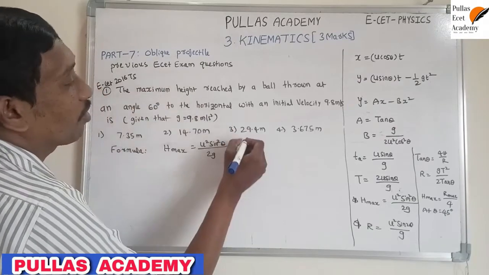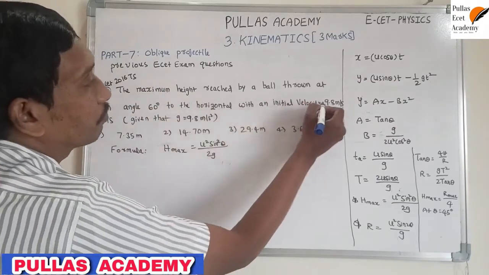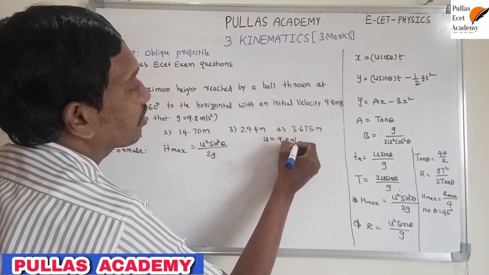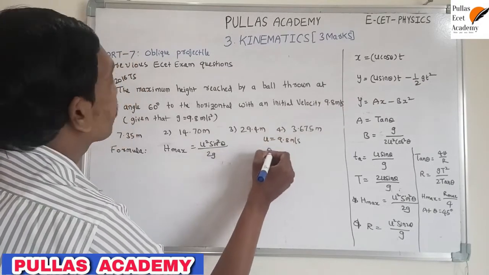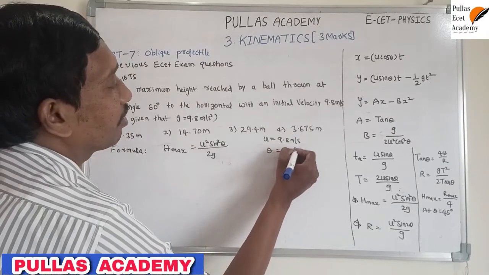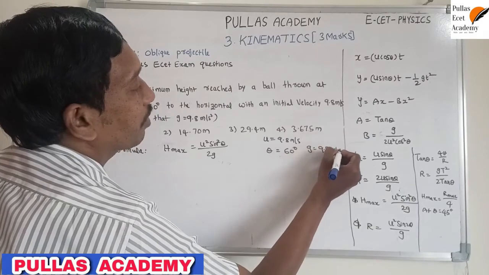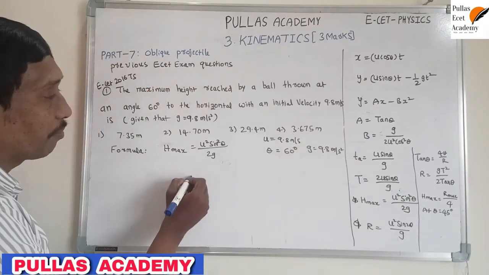Here u is given. What is the given value? u is equal to 9.8 meter per second. And what is theta given here? 60 degrees. And small g value is given as 9.8. Substitute and simplify, you get it. If you just know the formula, it's very easy.